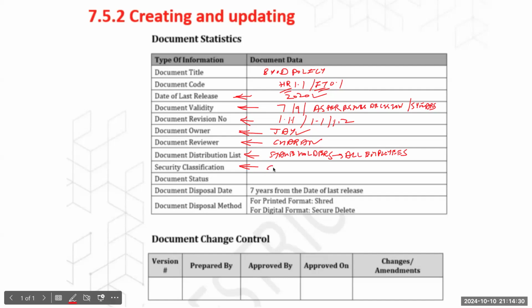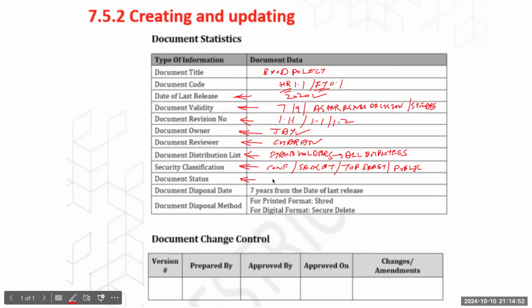Confidential, secret, top secret, and what's the last one? Public. Yes, the last one is public. You can choose any one of these four types. That will be the security classification.